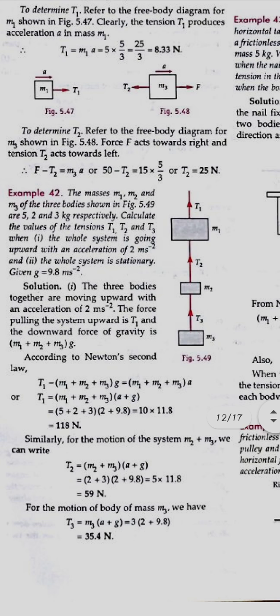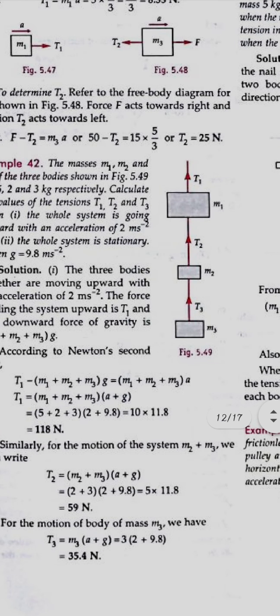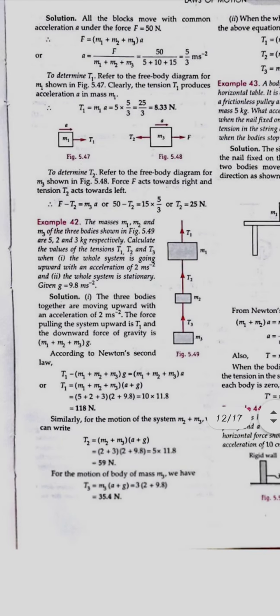Now G was not taken earlier, but now the force of gravity will be taken into account, because the bodies are hanging. Three bodies are shown in the figure, hanging with masses 2 kg, 3 kg and 5 kg. The tensions on the string will be T1, T2, T3, and they will have reaction forces also. So first of all we find the tension on the string due to these three masses together. T1 will be due to the three masses together, m1 plus m2 plus m3, but the acceleration will be due to gravity.